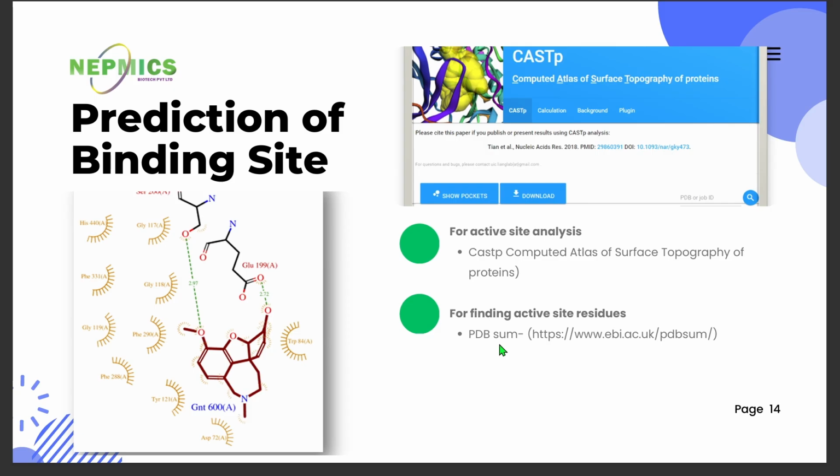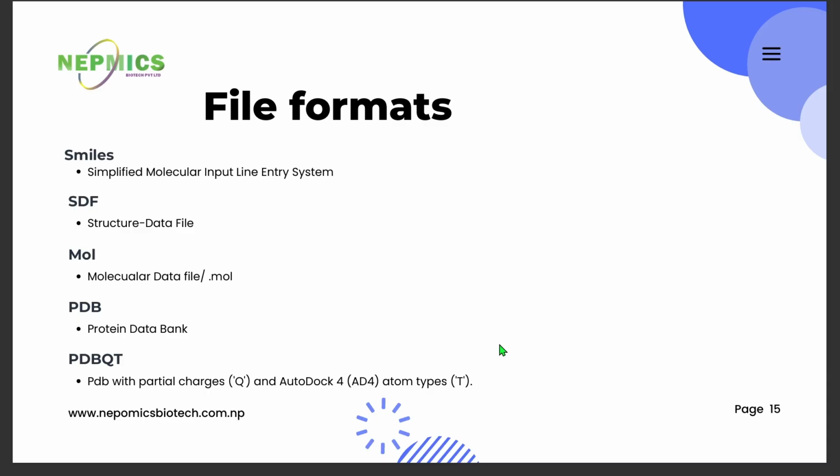So in this way you can easily predict the active site for non-standard protein. So next is file format. In case of ligand and protein, we use different sorts of file formats. In case of ligand, we use SMILES strings, SDF file, mol or mol2 even. So these are the ligand file formats. And in case of protein, we use PDB file. .pdb would be the extension.